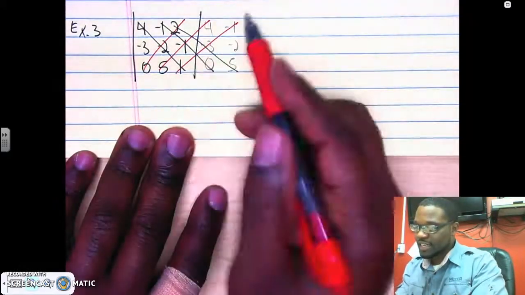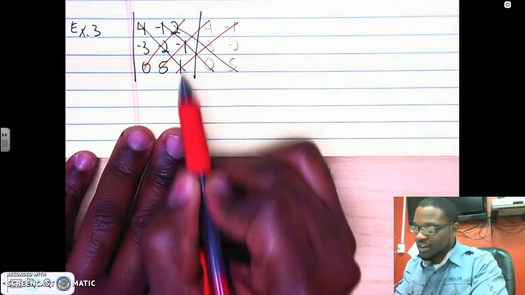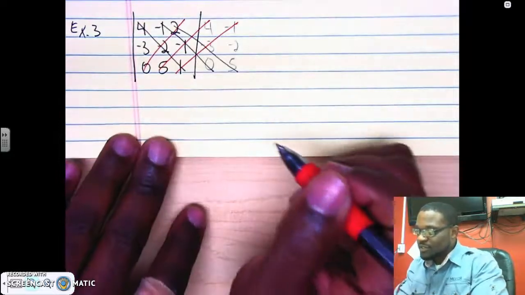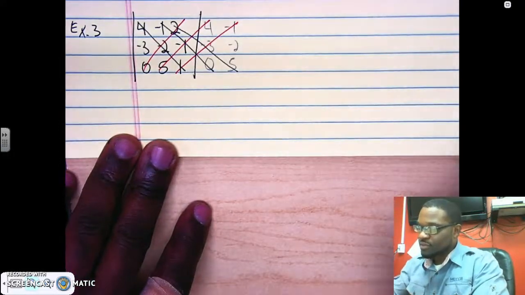I'm noticing that here the numbers are not all lined up together. It makes it a little bit difficult. It's not that bad, but just be careful. You don't want to pick the wrong number.